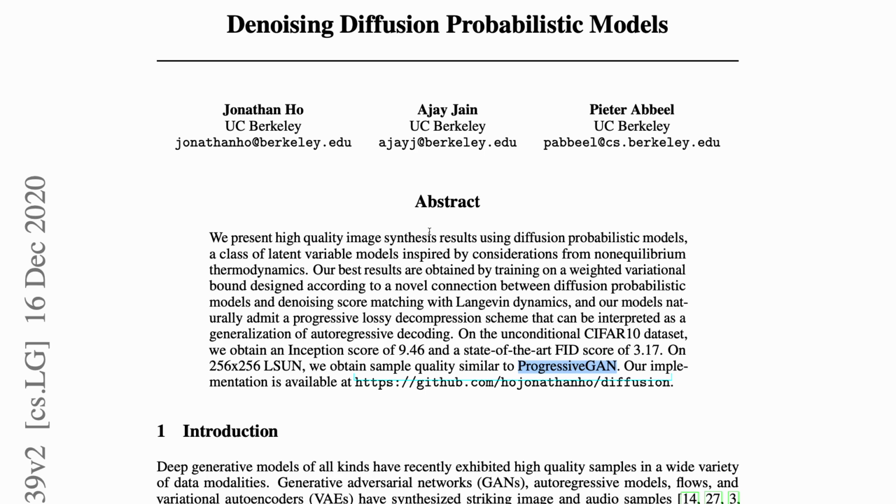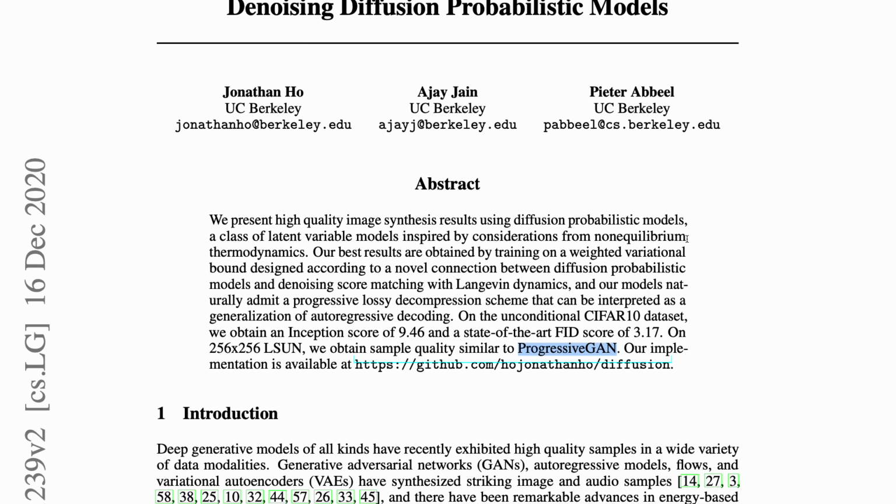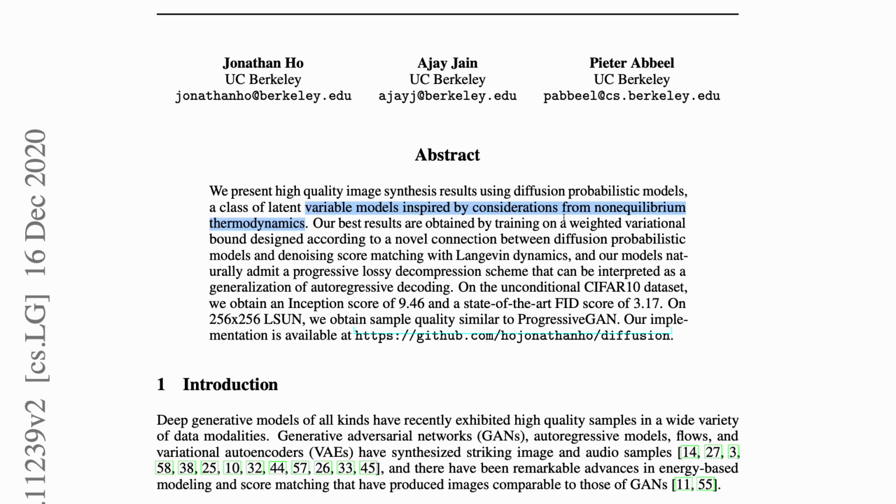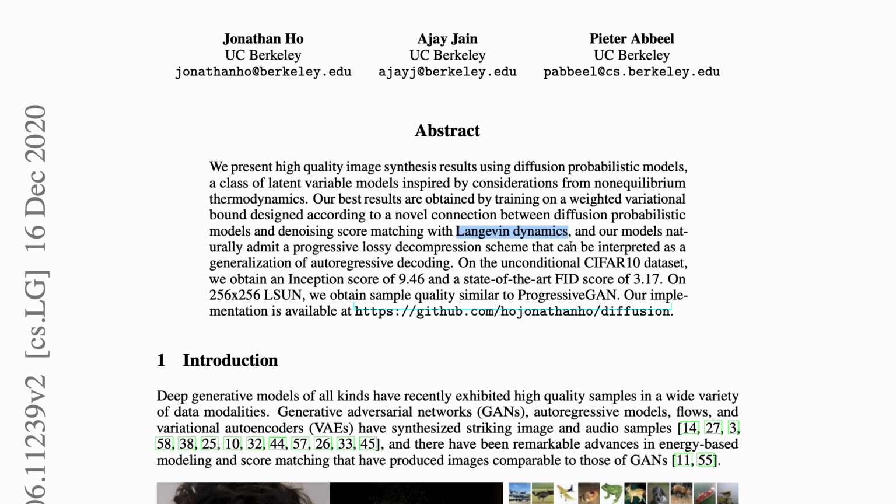So we present high quality image synthesis results using diffusion probabilistic models, a class of latent variable models inspired by consideration of non-equilibrium thermodynamics. Okay, inspired by thermodynamics. It trains using a weighted variational bound designed according to a novel connection between diffusion probabilistic models and denoising score matching with Langevin dynamics. Okay, there is something like Langevin dynamics that we should be aware of, and then a progressive lossy decompression scheme that can be interpreted as a generalization of autoregressive decoding.